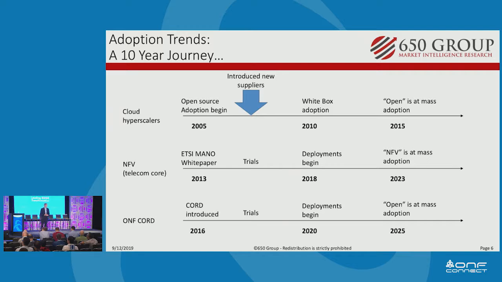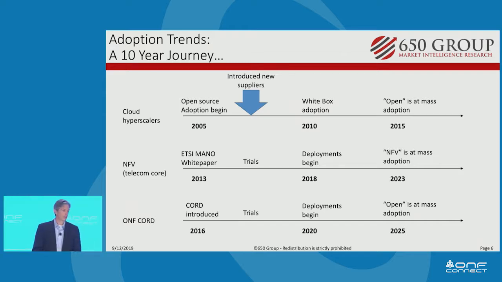Okay, so in my world, I look at things that have happened in the past and things that are likely to happen in the future, and the analogies usually work. So what I'd like to do is share with you some 10-year journeys that have happened in the past. Of course, cloud hyperscalers have adopted open source and open hardware, introduced new suppliers. You can safely say that white box has been adopted in the hyperscaler market, and today, or actually a couple of years ago, open source, open hardware is now at mass adoption at the hyperscalers.